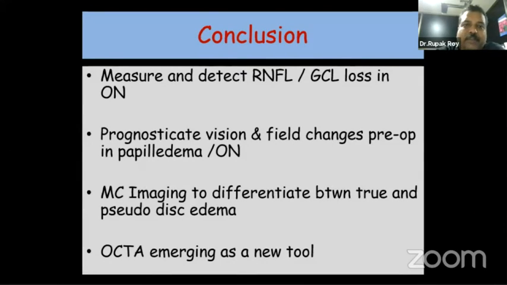To conclude, OCT can measure and detect RNFL and GCL loss in optic neuritis. It helps to prognosticate vision and field changes, and also in papilledema and optic neuritis. Multicolor imaging differentiates between true and pseudo disc edema, and OCTA is emerging as a new tool.